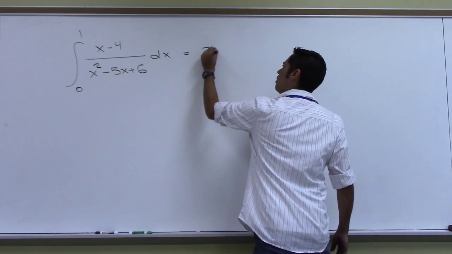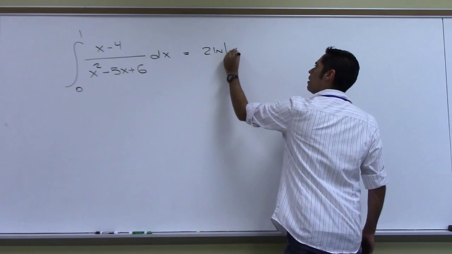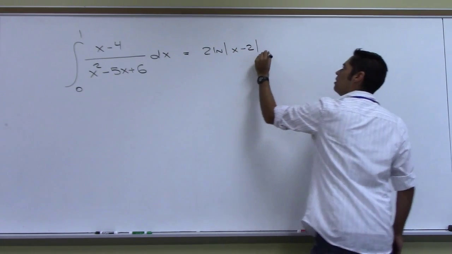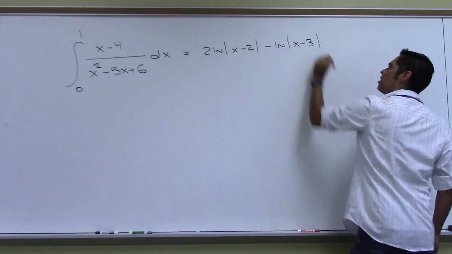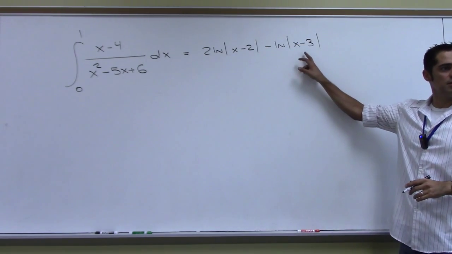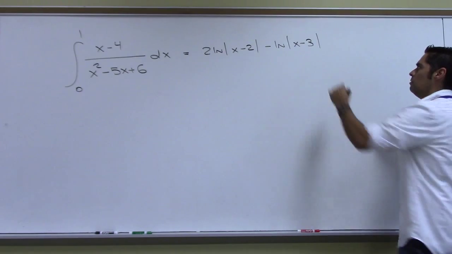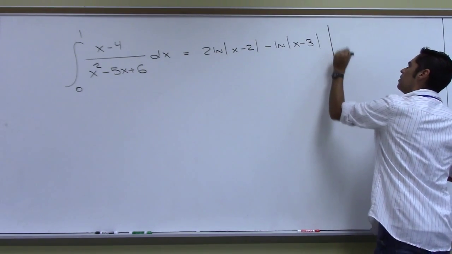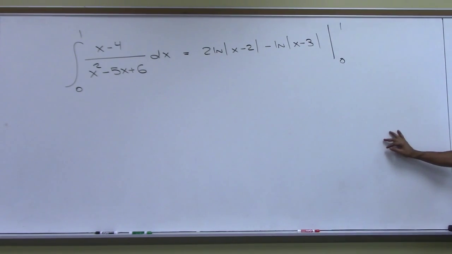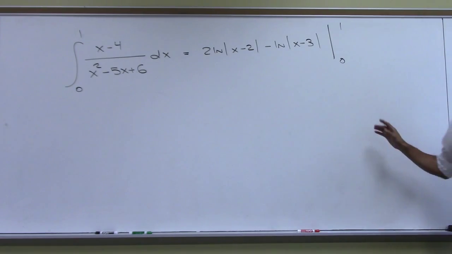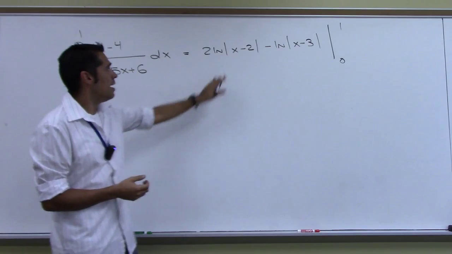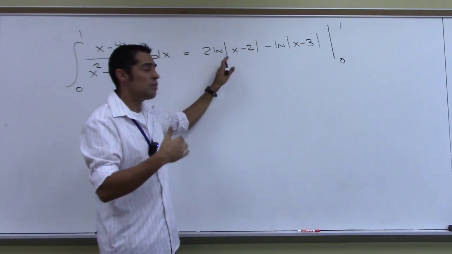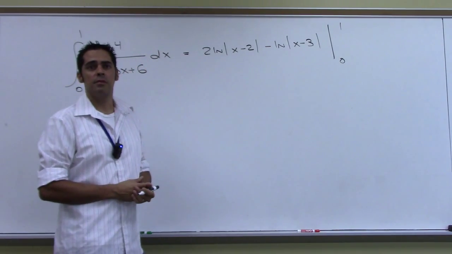It was 2 natural log absolute value of x minus 2, minus natural log absolute value of x minus 3. That was our antiderivative, right? That was the correct answer to the quiz. And now we have the bar and the 0, 1. I think what you're going to see right here is how important the absolute value is when you do the antiderivative.